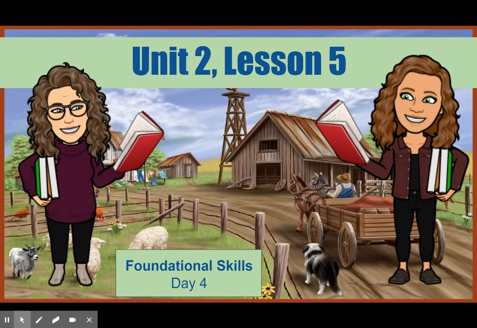We're going to be working on Unit 2, Lesson 5, Day 4 today. Keep in mind that tomorrow will be Day 5 and you will be doing that checkpoint. So make sure you're doing all of your lessons and activities today so that you're ready for that checkpoint tomorrow. All right, let's go ahead and get started.